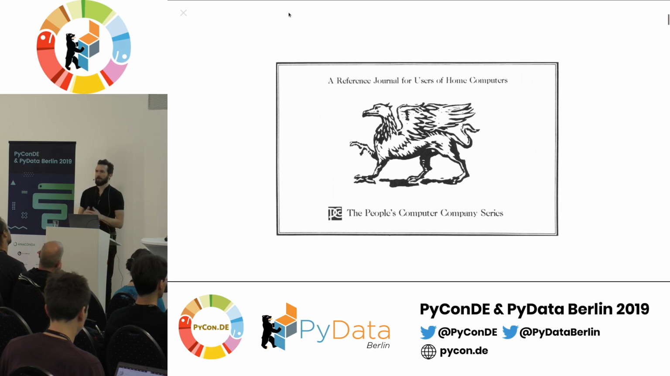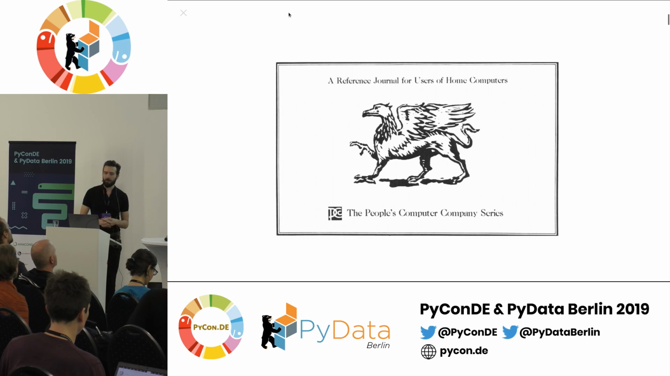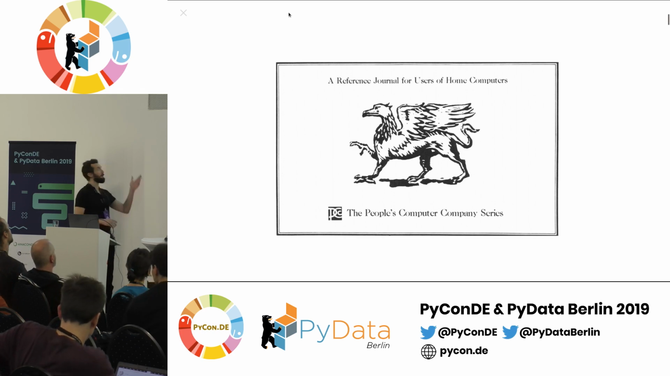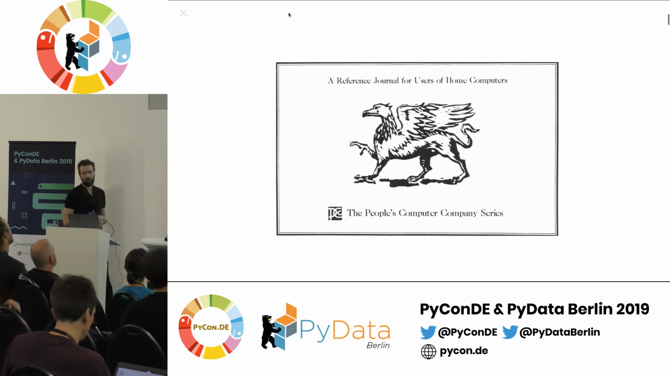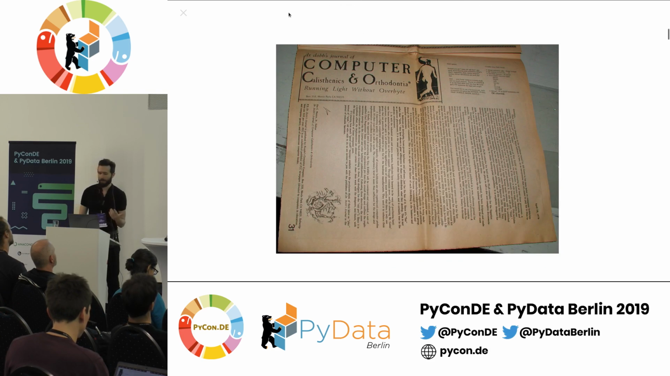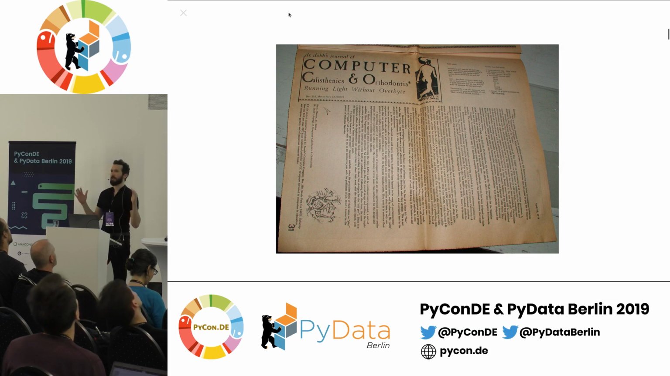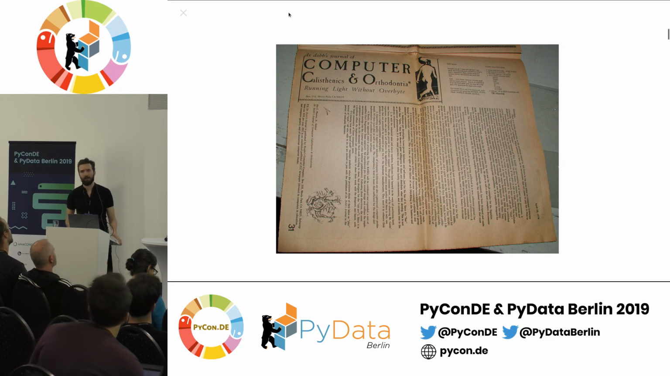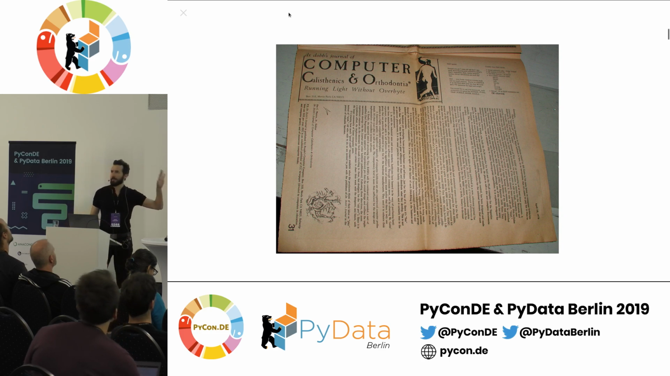The title of this talk is a play on a 1970s computing journal called Dr. Dobb's Journal for Computing Orthodontics and Calisthenics, excuse me. It was a reference journal for users of home computers distributed by the People's Computer Company in the 1970s and 80s. In fact, all the way up through 2014 is when they finally stopped publication. This is what it looked like in the 70s. This is what you get in the mail.